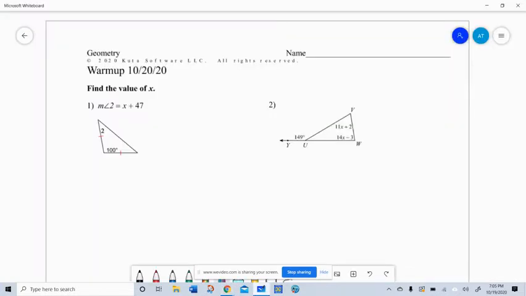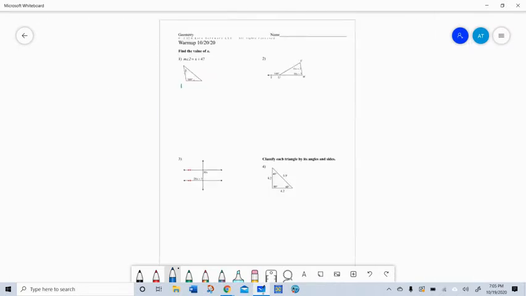All right, guys. So this is the warm-up that you worked on. And I'm just going to run through the answers quickly so you can see if you did them correctly or not. In number 1, we noticed that this triangle is isosceles because we have 2 congruent sides.